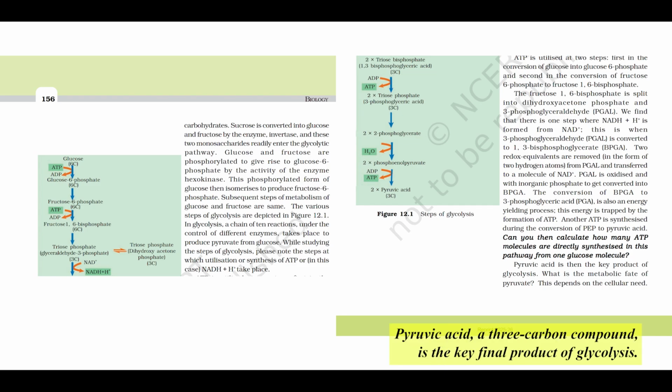Pyruvic acid, a 3-carbon compound, is the key final product of glycolysis. Now, this is a critical branching point. The metabolic fate of pyruvic acid is not fixed. It is entirely dependent on 2 crucial factors: the cellular needs of the organism and, most importantly, the availability of oxygen in the cell's environment.